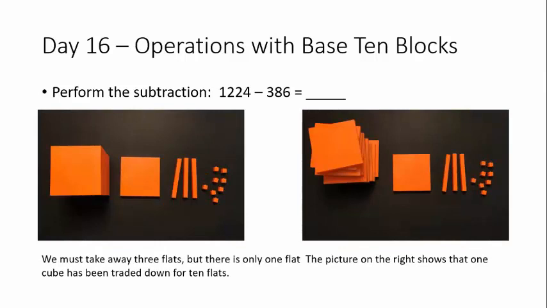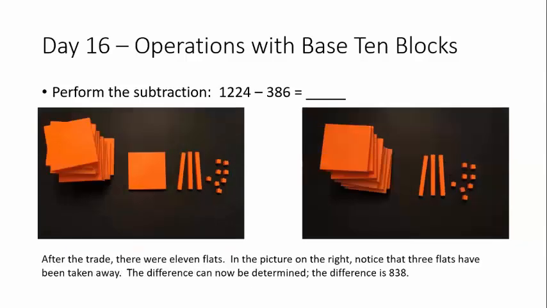We now want to take away 3 flats. There's only 1 flat. We trade down again. The cube is traded for 10 flats, and you can see this trade has been made in the picture on the right. We're now free to take away 3 flats. And you can see that the 3 flats have been removed in the picture on the right.